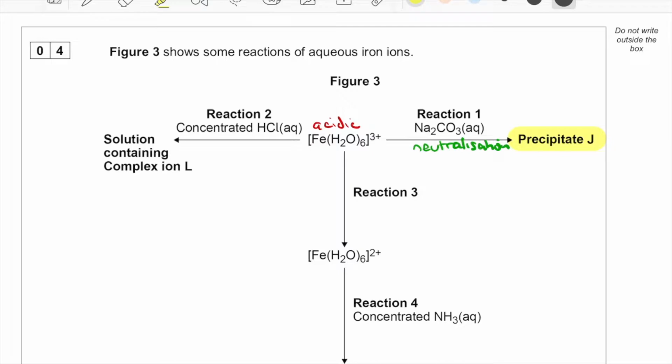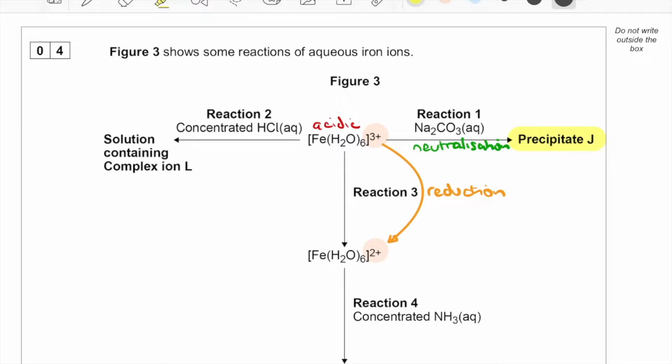If we look at reaction 3, and we're looking at what the change is, the only change is the charge on the complex ion, and therefore the charge on the Fe ion, because that's the only thing that can be changing charge here. So what we've actually got in this instance, if we look at reaction 3, is a reduction reaction. Then reaction 4, we have a reaction with concentrated ammonia, and we get another precipitate.